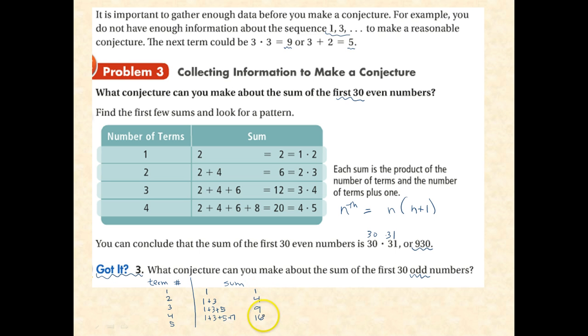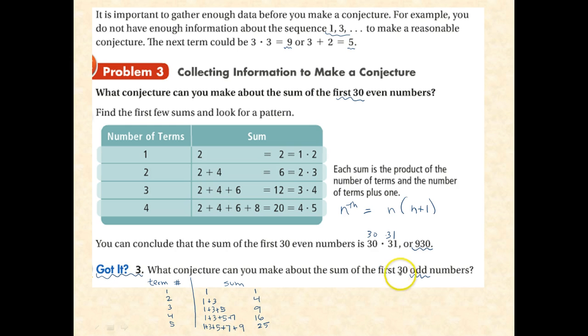Do you notice a pattern in these numbers? Well, to me it kind of looks like the term number squared. 1 squared is 1. 2 squared is 4. 3 squared is 9. 4 squared is 16. So if that's true, then 5 squared is 25, and the first 5 odd numbers should add up to 25. So 1 plus 3 plus 5 plus 7 is 16, plus 9, 16 plus 9 is 25.